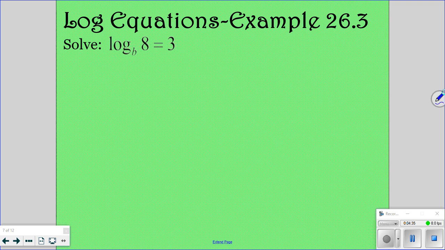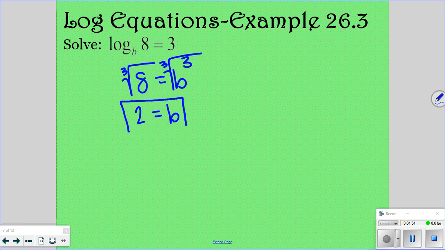Okay, so what you're going to do, the 8 is going to stay in the same spot, and then the b is going to come over and push the 3 up. And then we can solve this by taking the cube root of both sides of our equation. So the cube root of 8 is 2, and the cube root of b cubed is just b. So b equals 2.